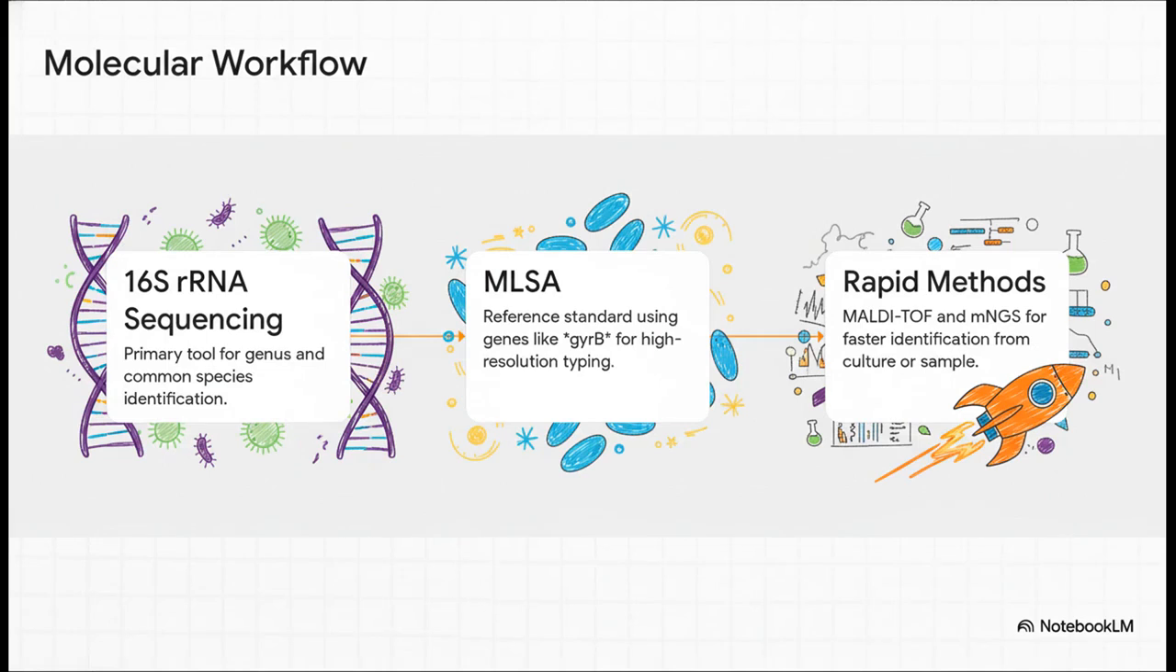So what does that molecular workflow actually look like? Well, it usually starts with 16S rRNA sequencing. That's your workhorse for getting a solid genus and common species ID. For the really tricky cases, or when you need to split hairs between closely related species, that's where multi-locus sequence analysis, or MLSA, comes in as the reference standard. And we're seeing rapid methods like MALDI-TOF and mNGS become more and more common because they have the potential to give you an answer in hours instead of weeks. It's a real game changer.